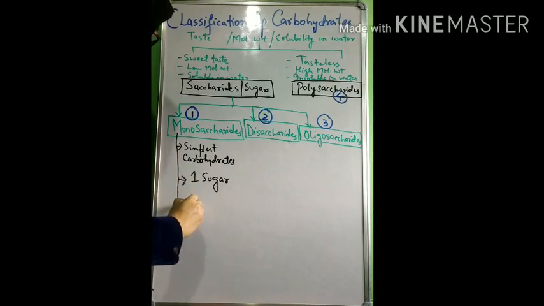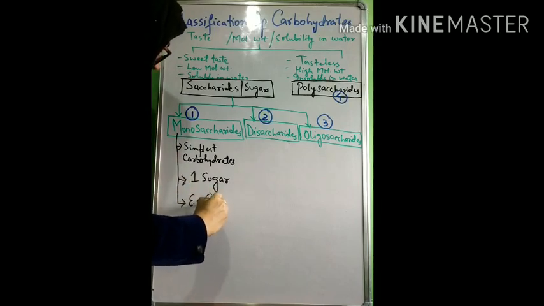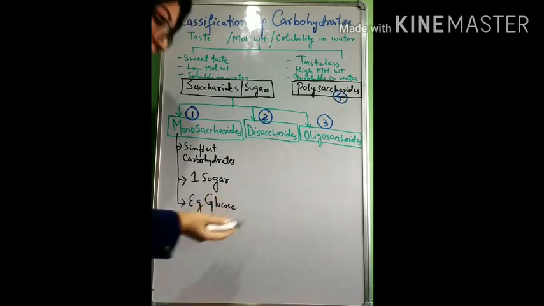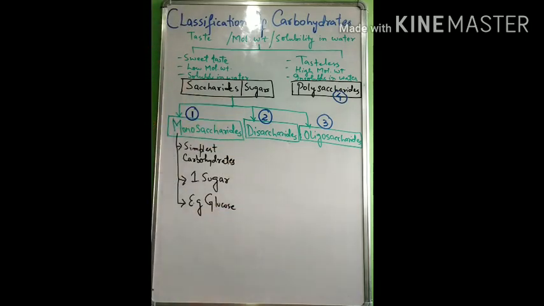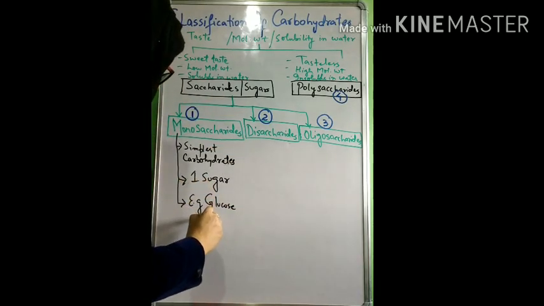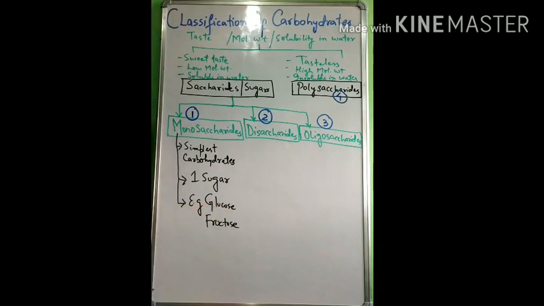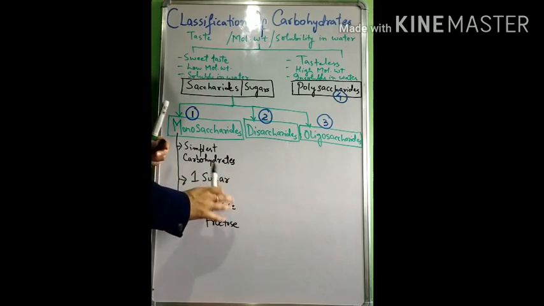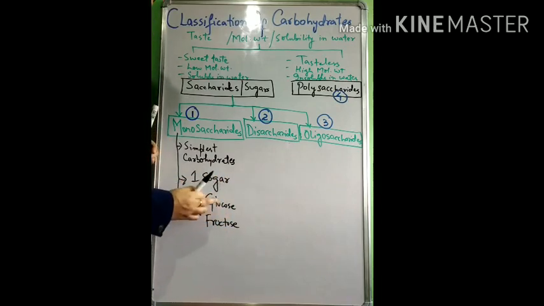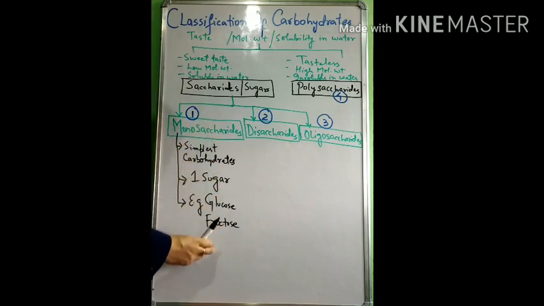Reference example you can take is glucose, C6H12O6, which you saw earlier. Another reference example which you can take for monosaccharide is what? Fructose. These two differ from each other only in terms of their functional group. Glucose is an aldose, fructose is a ketose. But both of them are simplest carbohydrates and they fall in the category of monosaccharides.